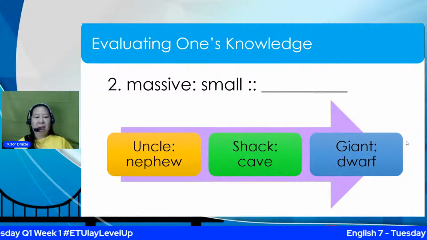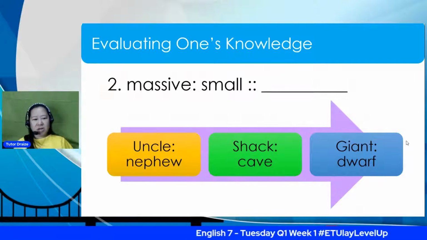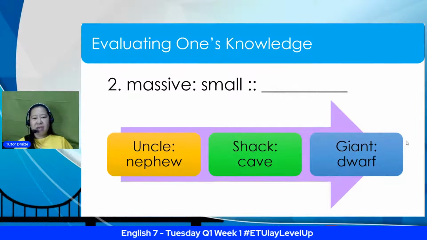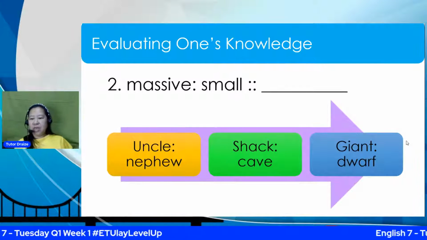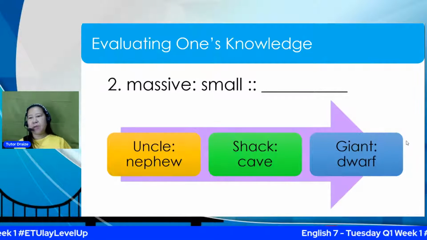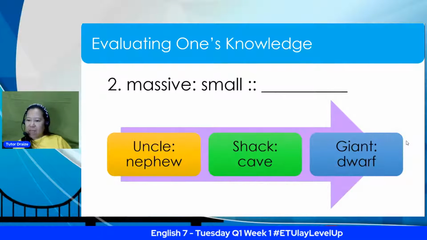Next, let's have number two. Number two, we have massive is to small as blank. Is it uncle to nephew? Shack to cave? Or giant to dwarf? What do you think is the correct answer for number two?